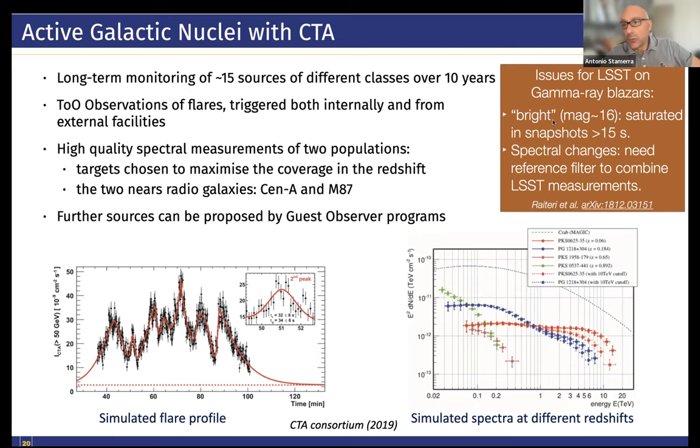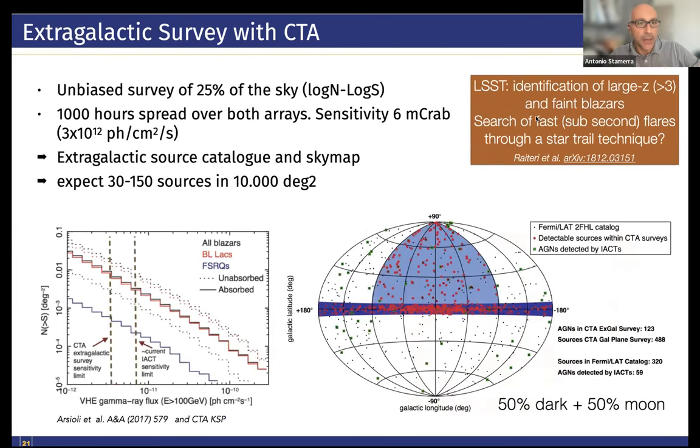We mentioned the fact that the problem for the survey with the Vera Rubin telescope on blazars is that they are bright sources, usually with a magnitude of the order of 16, which saturate after less than 15 seconds. So in this white book, we also suggested a different method of smaller snapshots. And I don't know if there was some news regarding this point in the LSST program. And also, since the spectra are moving, not fixed, we also need a reference in the spectral measurements by a filter measurement by LSST.